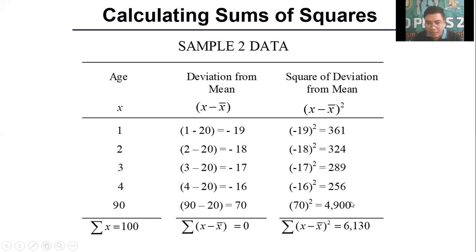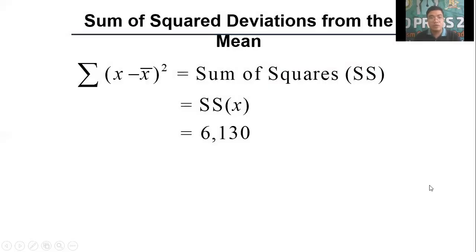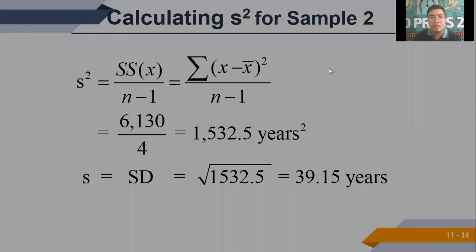So you get the summation. This symbol is the summation. The sum of the ages is 100. Here, the sum of the squared deviations is 6,130. So this is the sum of squares, 6,130, the sum of squared deviations from the mean.